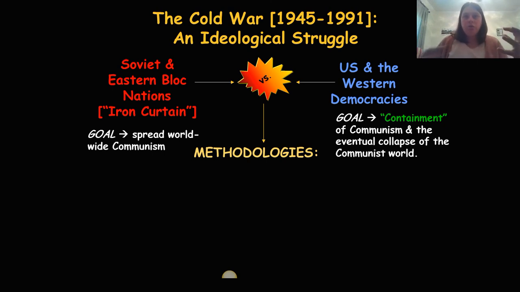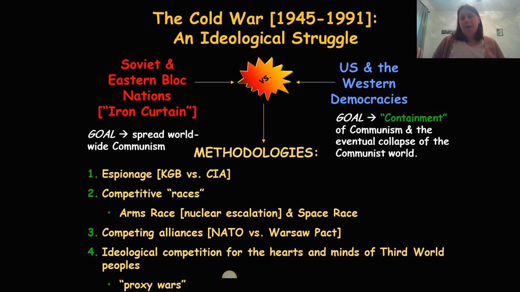It's like a struggle or a conflict over ideology. And so we're going to fight it through some methodologies that might not look very traditional. Number one, through a competition for intelligence, spying, espionage. The U.S. is going to set up the CIA. The Soviet Union has a whole variety of different intelligence agencies. The KGB is maybe the only one you need to know about.